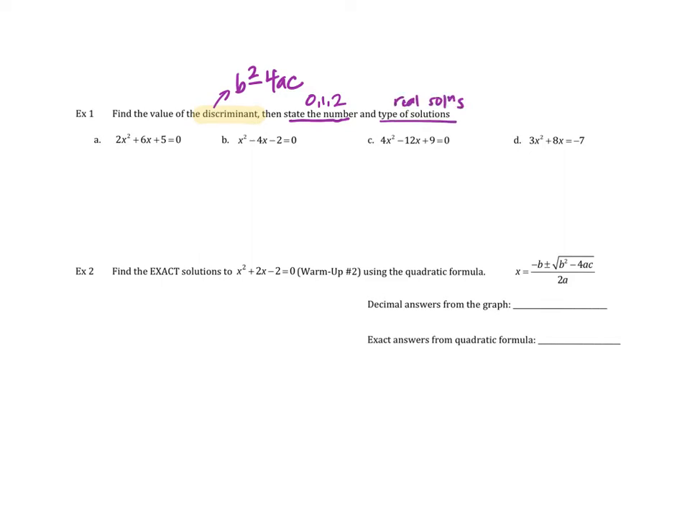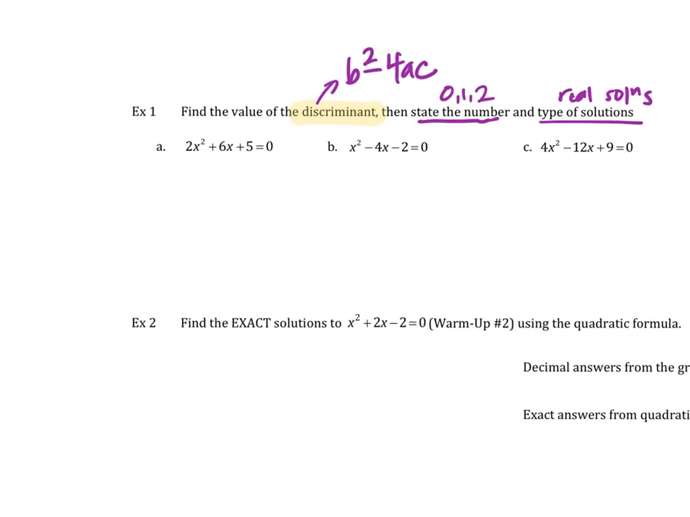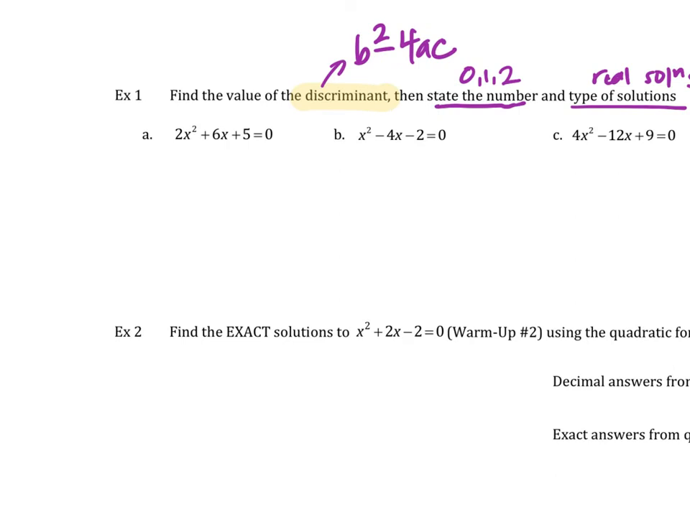Okay, and so I'm going to walk through the first one and explain how I would process this, and then I'll let you practice. Okay, so first of all, I think it's really important when I look at this to first define A, B, and C. So A is 2, B is 6, and C is 5. So I'm going to always calculate this first.